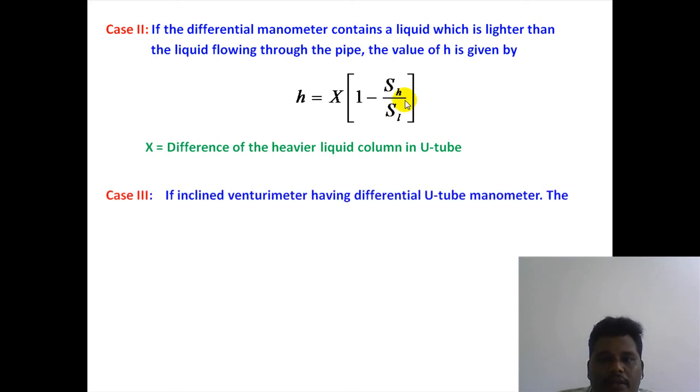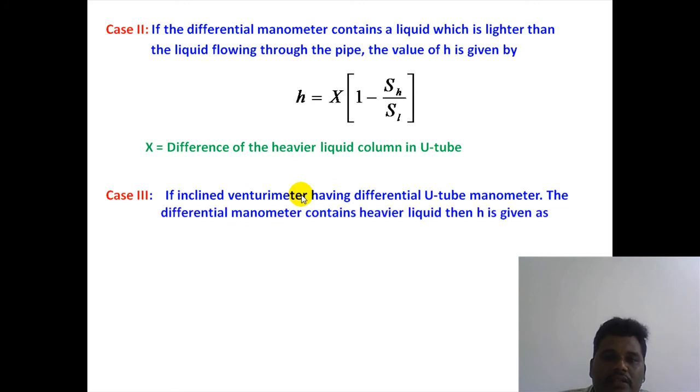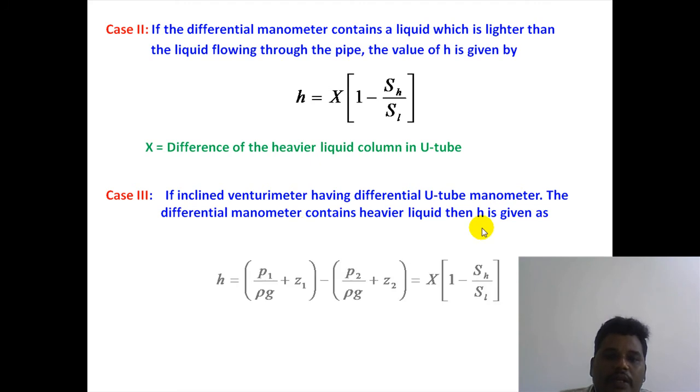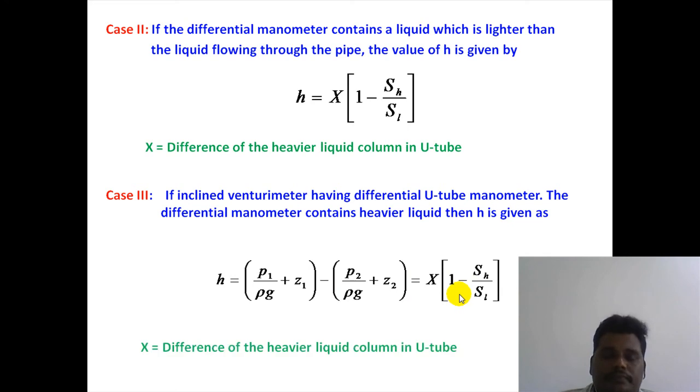Next, for the inclined manometer, the differential manometer contains heavier liquid, then H is given as P1 by rho g plus Z1 minus P2 by rho g plus Z2, which is nothing but the pressure head, equal to X multiplied with 1 minus SH divided by SL, where X is the difference of the heavier liquid column in the U-tube.